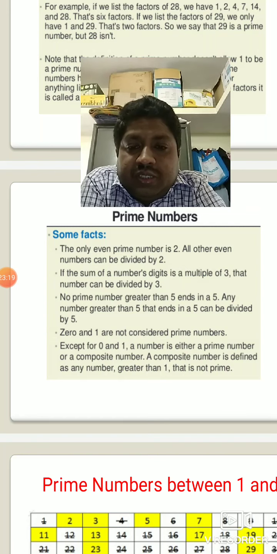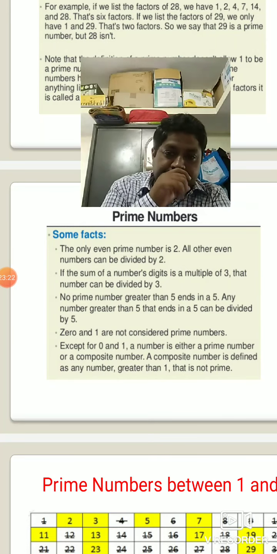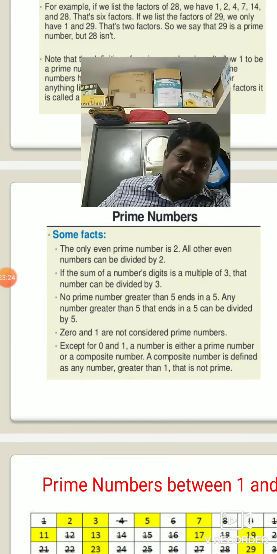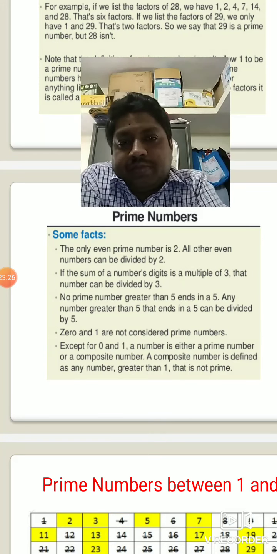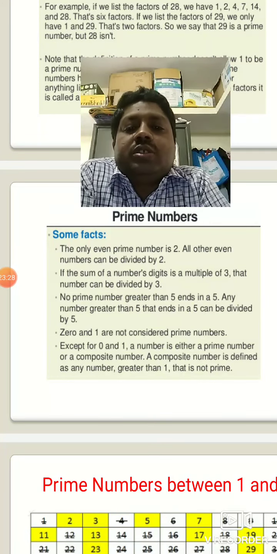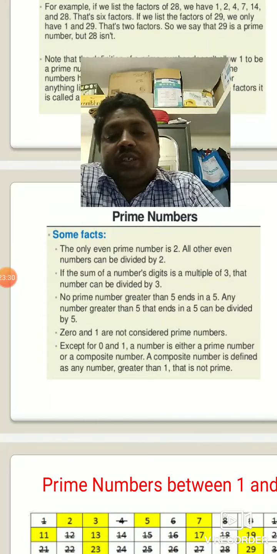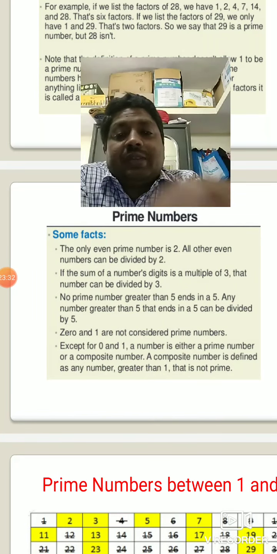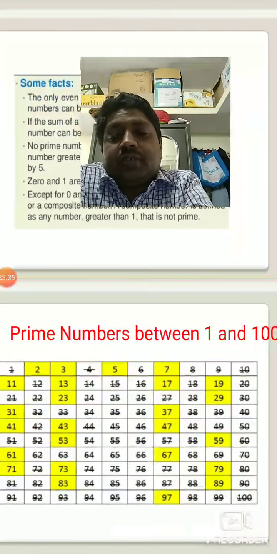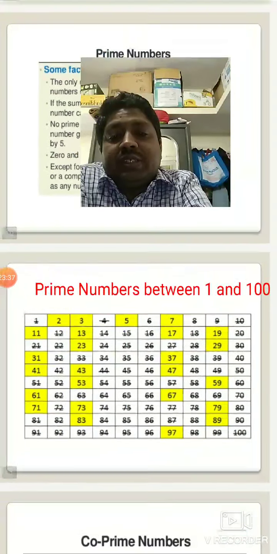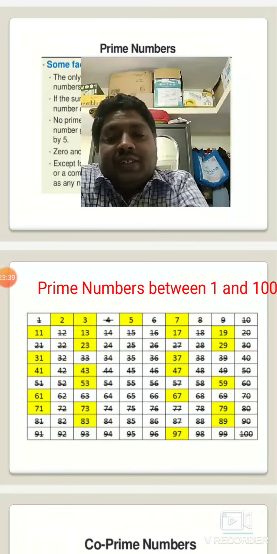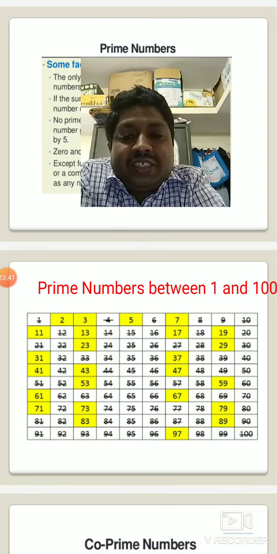A composite number is defined as a number greater than 1 that is not prime. Got it, children? So this is what prime and composite numbers are. Let us see this in class 6. I'm going to take you to class 6 now. Do you remember this table?